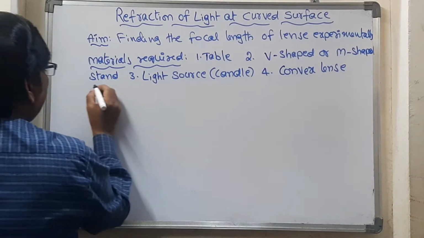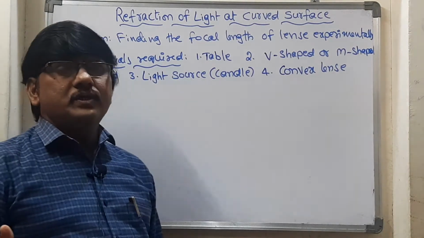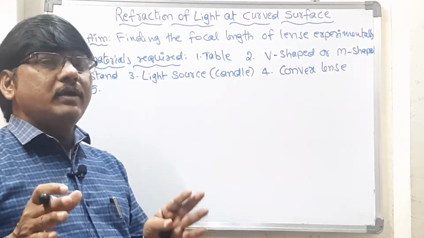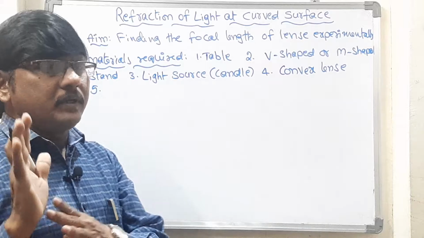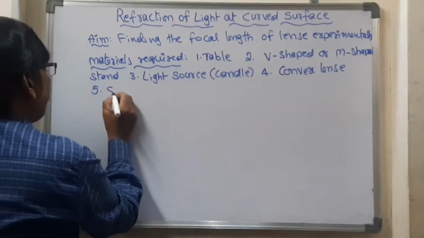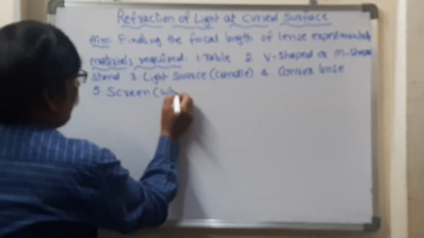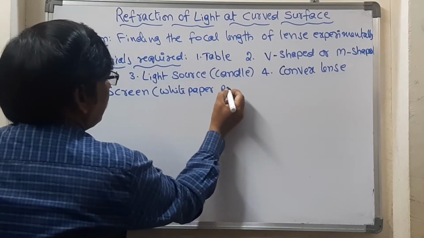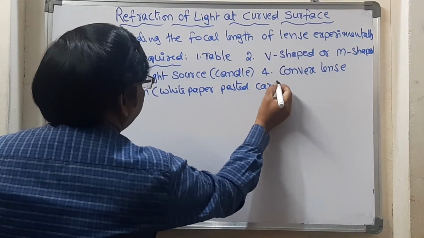And afterwards, whatever image is forming, where can we catch that image? Let's take a screen. For this screen we will take one cardboard. On the cardboard let us place a white paper, and that is a screen. What do we call that screen? Now let us take a white paper pasted cardboard.